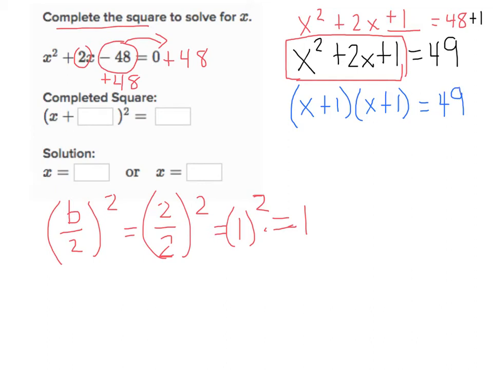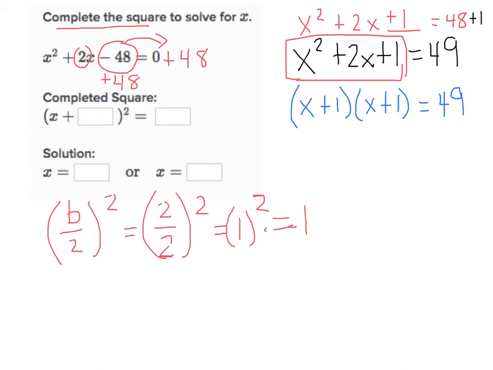Okay, now let's make sure this is right. x times x equals x squared, right here. And x times 1 is x, and 1 times x is x. 1 plus 1 is 2x. And then what is 1 times 1? It is 1. So we factored this correctly.